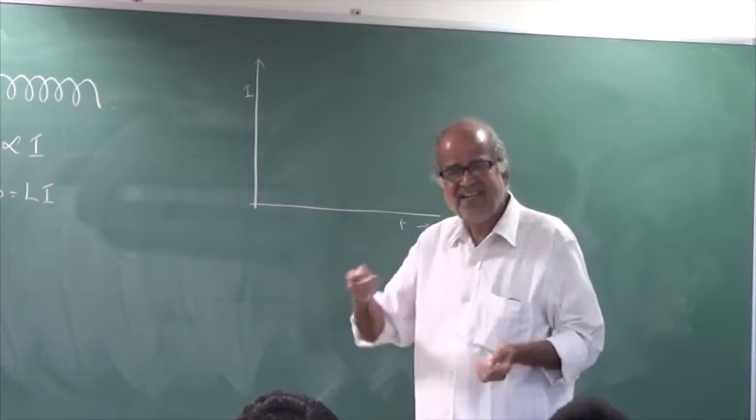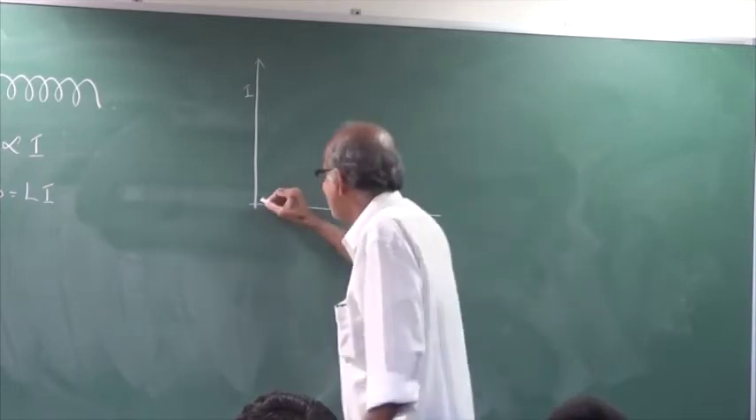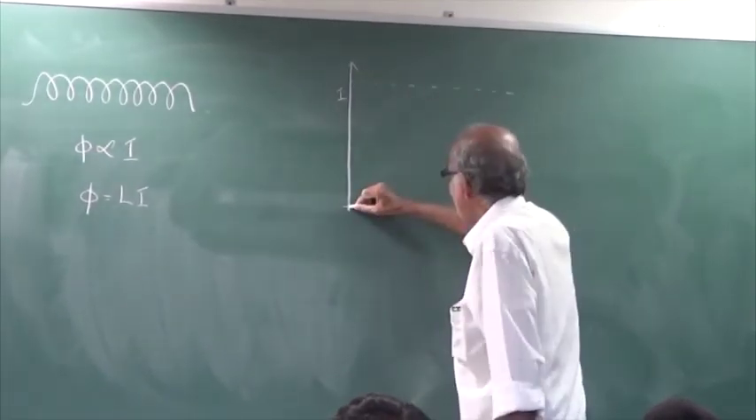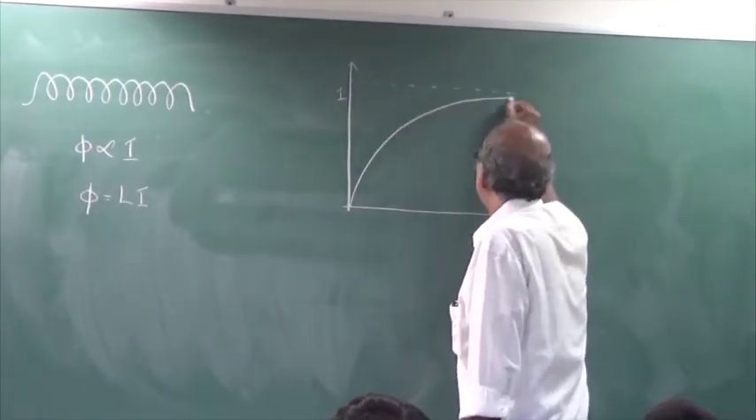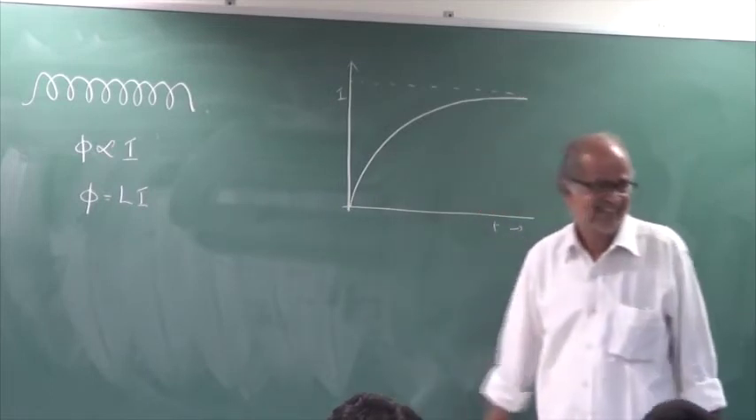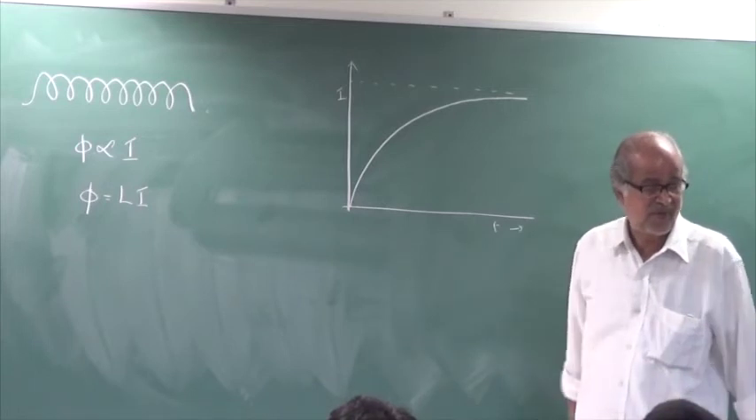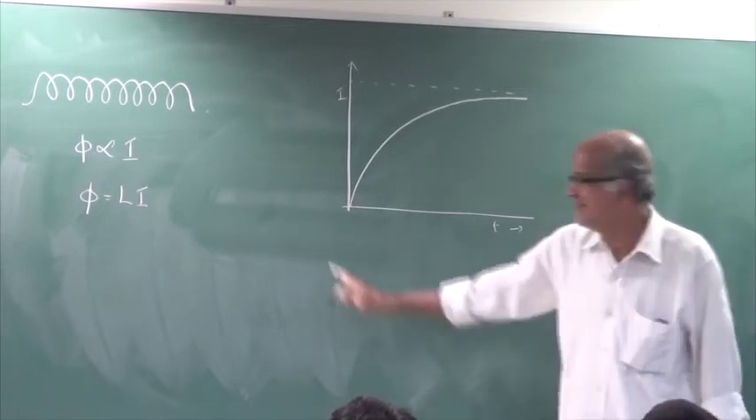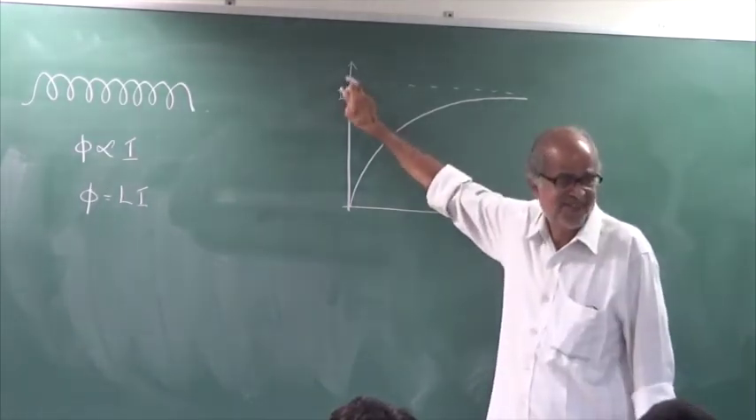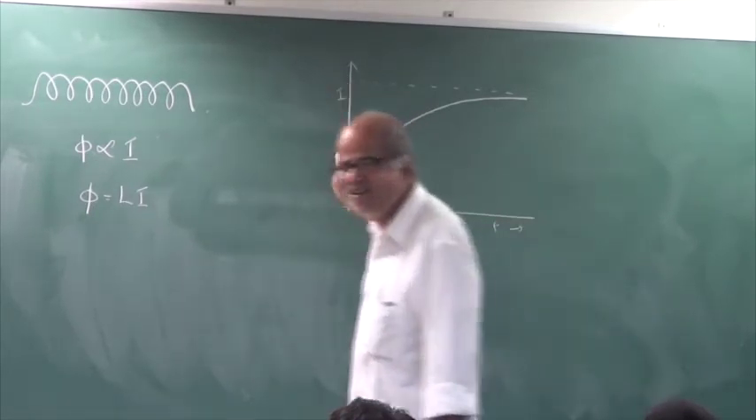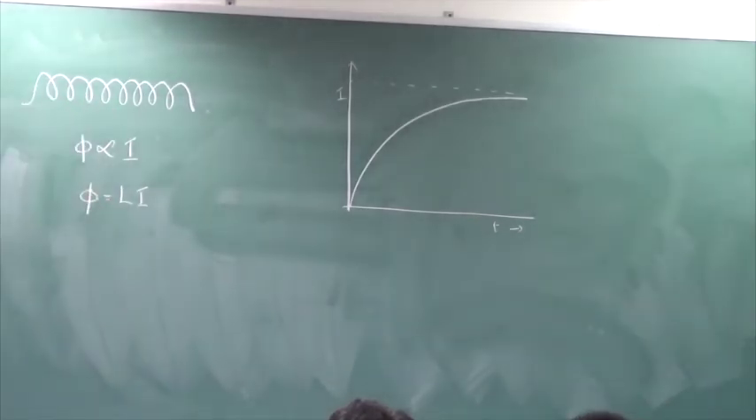the induced EMF decreases, so that the rise of current with time will be like this. If the coil did not have this property, what would have been the situation? It would have risen instantaneously. But real coils do not show that behavior. It takes some time for the current to rise.